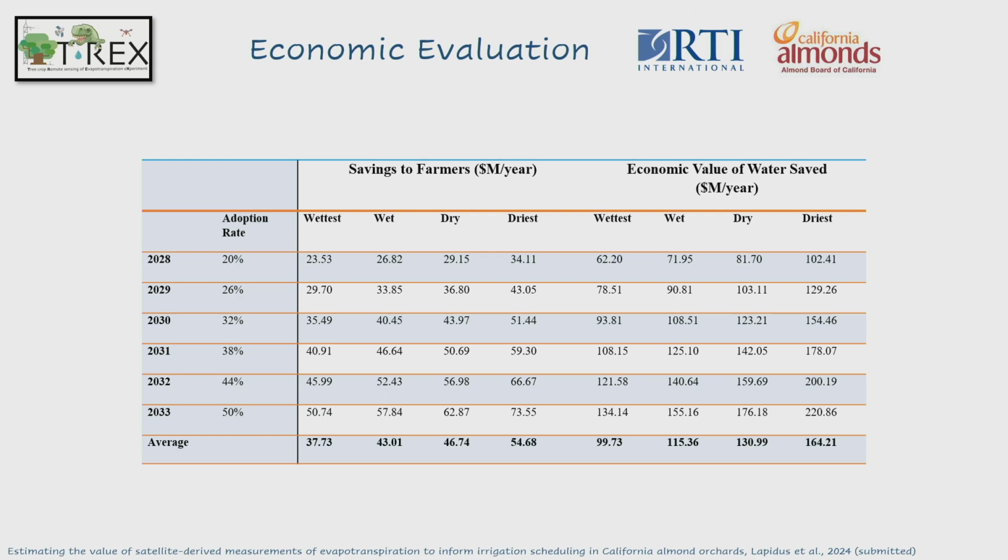You can see there on the left is an adoption rate, so percentage of growers that are taking in this information and using it throughout the years. We have different scenarios based on a wet year or a dry year. That's going to affect the cost of water. And what we found was a range between $23.5 and $73.5 million per year that can be saved by farmers by transitioning from an ETC-based approach to ETa or OpenET.